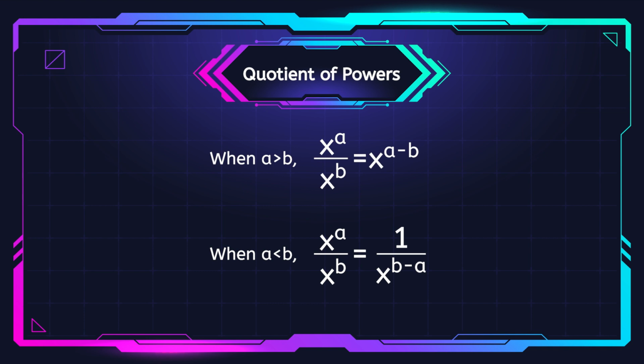When a is greater than b, x with some exponent a divided by x with another exponent b can be simplified to a single instance of x with an exponent of a minus b. When a is less than b, the expression can be simplified to a single instance of 1 over x with an exponent of b minus a.